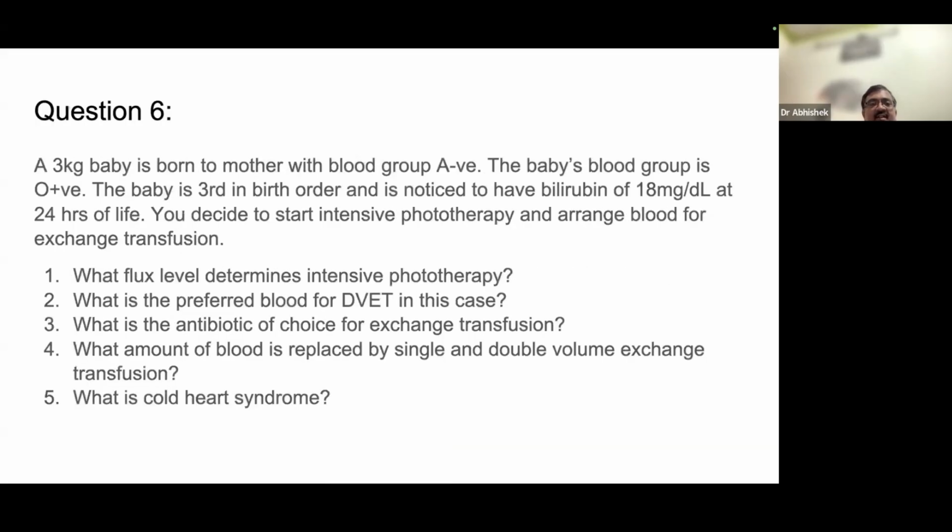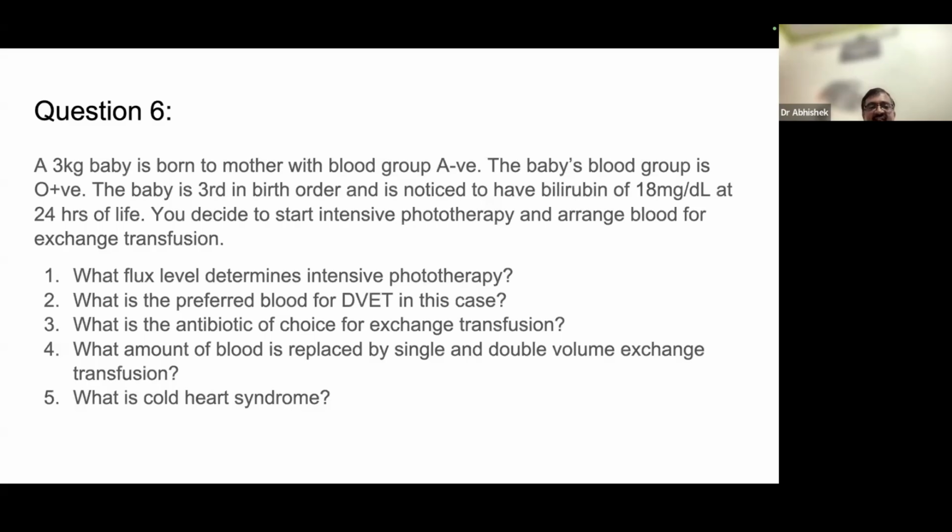Okay. Let's move to question number 6. I think we have discussed it in the case today. A 3 kg baby born to a mother with A negative blood group. Baby's blood group is O positive. Baby is third in the birth order. Noticed to have bilirubin of 18 at 24 hours. You have decided to start intensive phototherapy and arrange blood. What flux level determines intensive phototherapy?